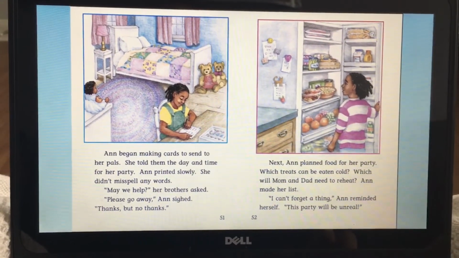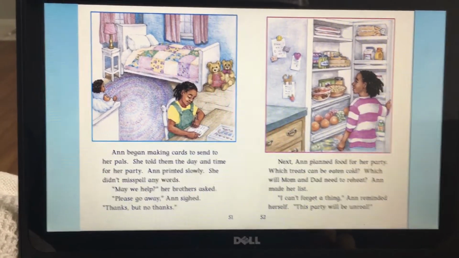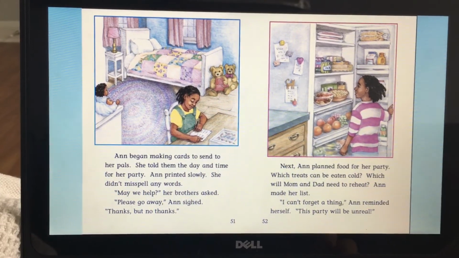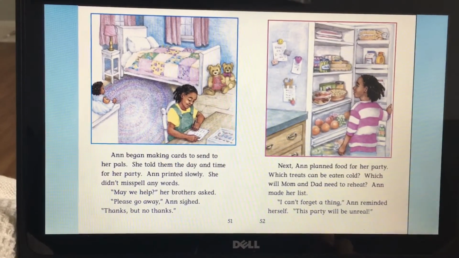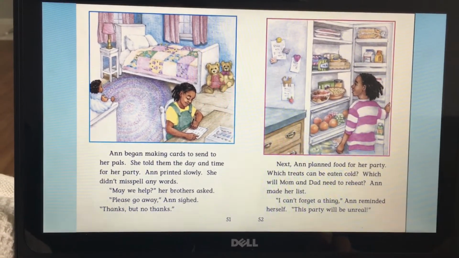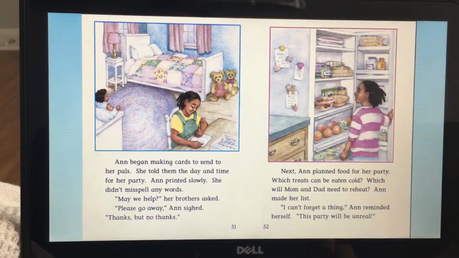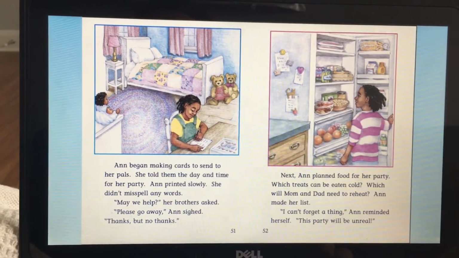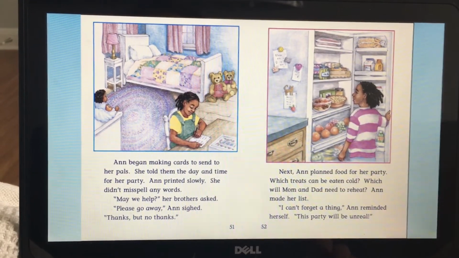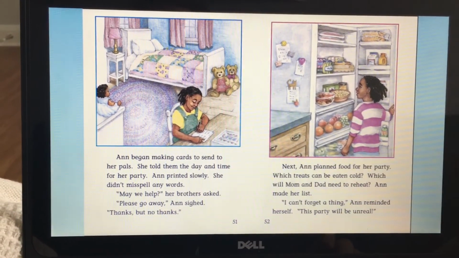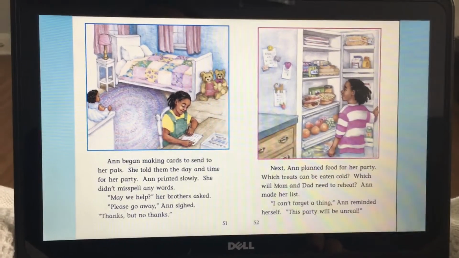Anne began making cards to send to her pals. She told them the day and time for her party. Anne printed slowly. She didn't misspell any words. May we help? Her brothers asked. Please go away, Anne sighed. Thanks, but no thanks. Next, Anne planned food for her party. Which treats can be eaten cold? Which will Mom and Dad need to reheat? Anne made her list. I can't forget a thing, Anne reminded herself. This party will be unreal.